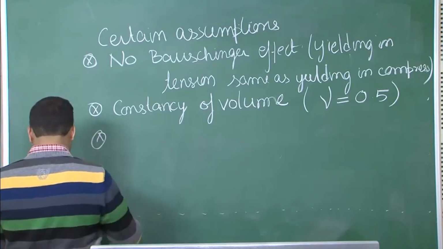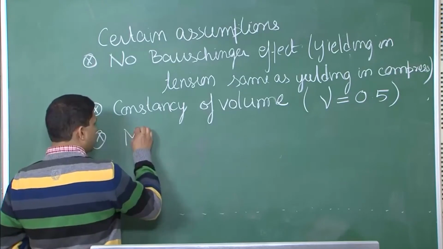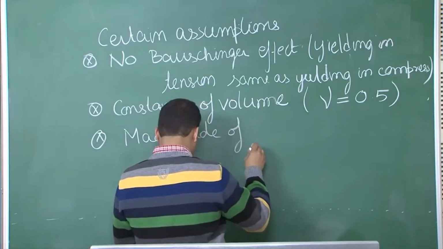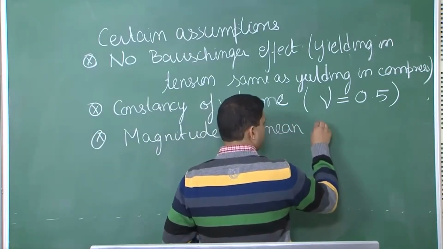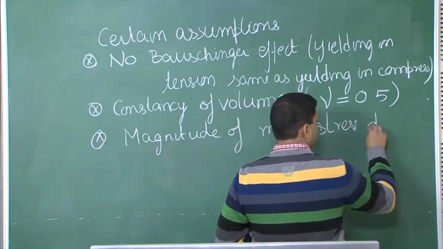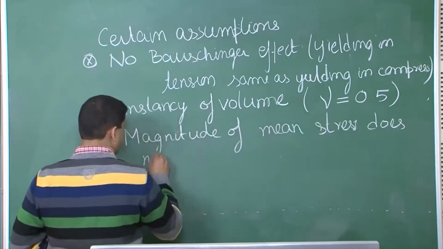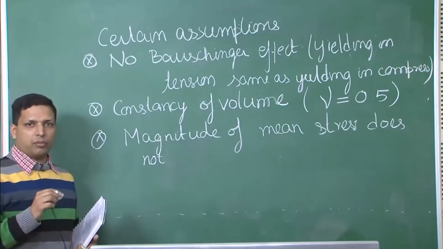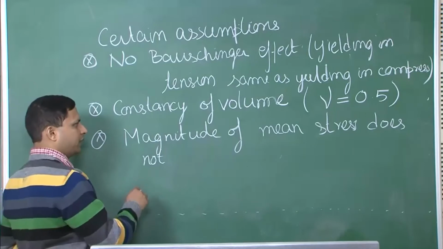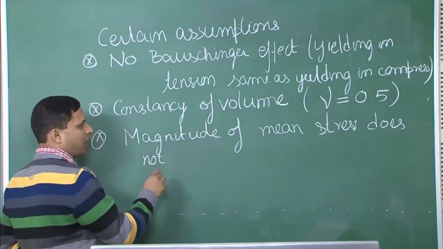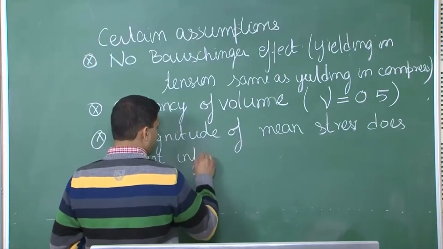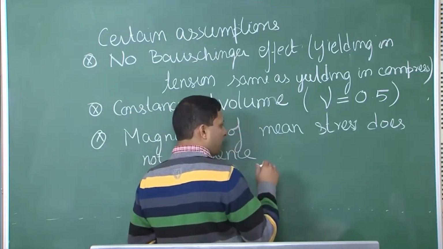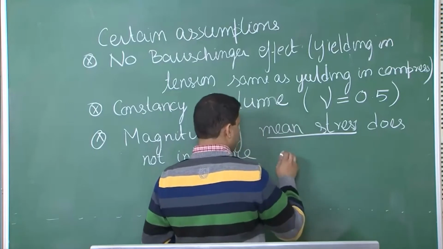So, this is another constraint, and the other is that the magnitude of mean stress does not influence yielding. We have already stated it in a more general way, but to formulate this relation we are taking a more defined approach. We have already said that hydrostatic stress should not influence yielding, and now we are putting it in a more specific term: mean stress should not influence yielding.